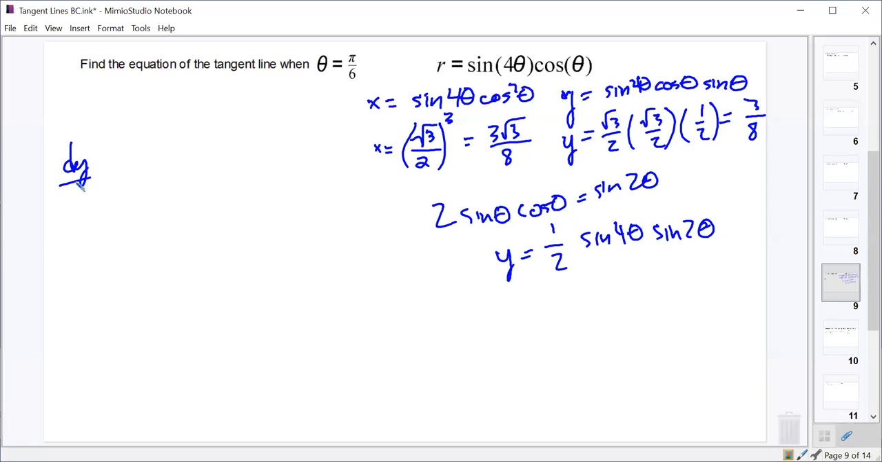So we'll do dy dx is equal to, and then we're going to take the derivative of our y with respect to theta. So we'll treat the 1/2 sine 4 theta as if that's the first term. So I have 1/2 sine 4 theta times the derivative of sine 2 theta, which is 2 cosine 2 theta, plus the sine 2 theta times the derivative of 1/2 sine 4 theta, which should be 2 cosine 4 theta.